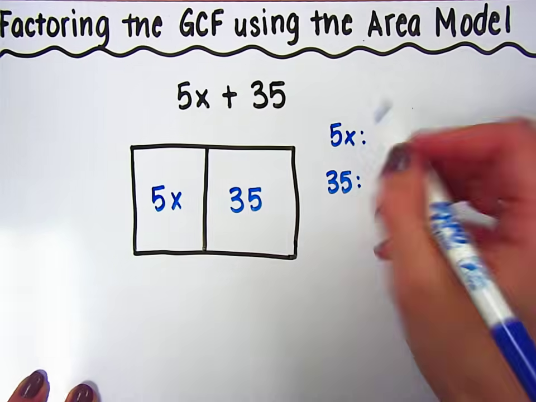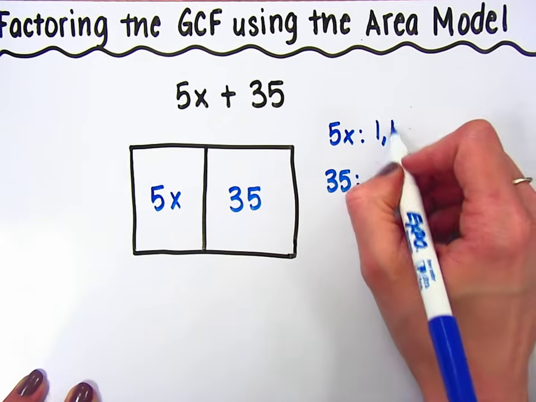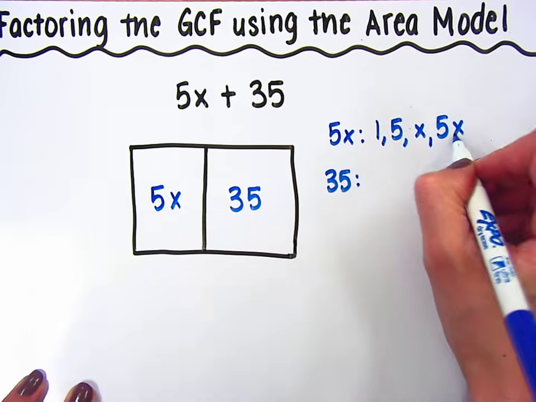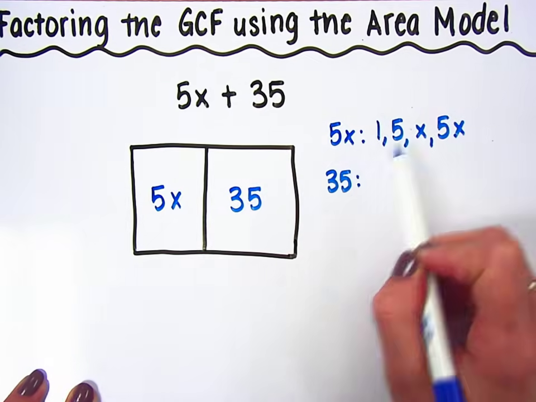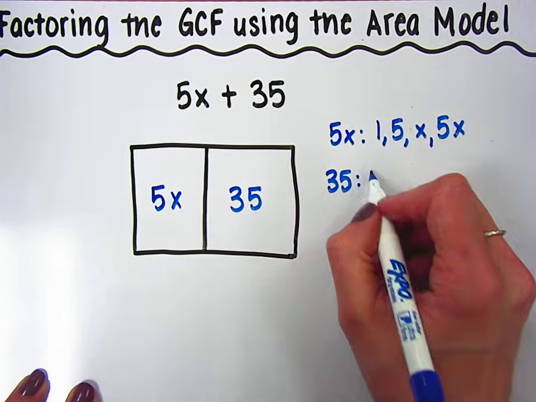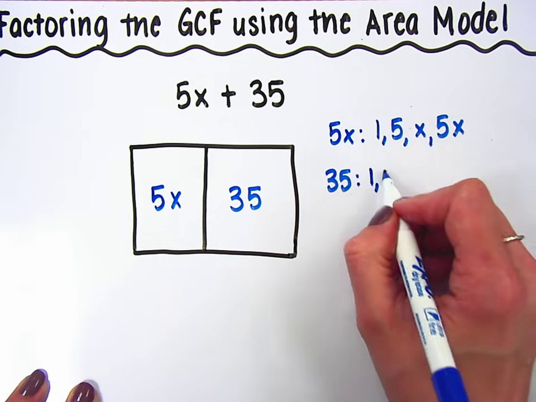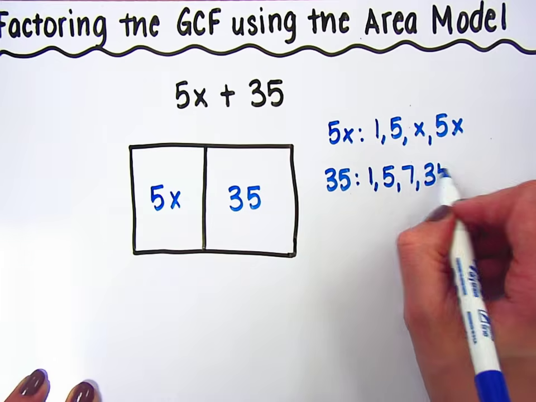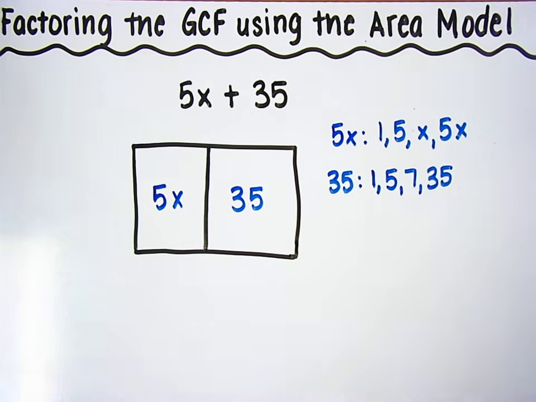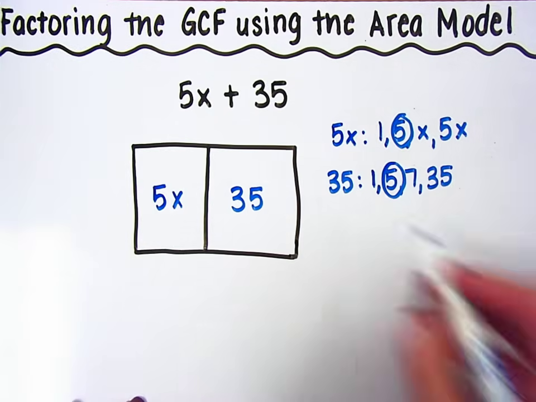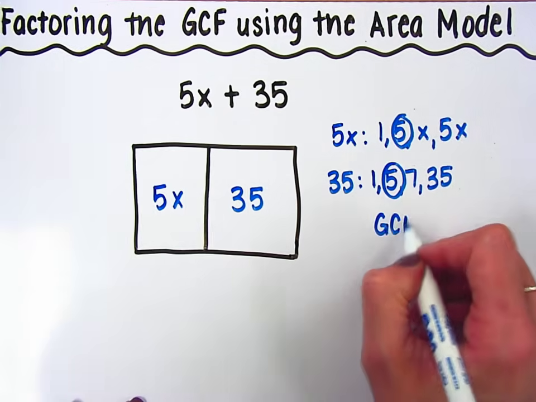The factors of 5x are 1, 5, x, and 5x. 1 times 5x is 5x, 5 times x is 5x. The factors of 35 are 1, 5, 7, and 35. The biggest factor that these two have in common would be 5. So our GCF in this case is 5.